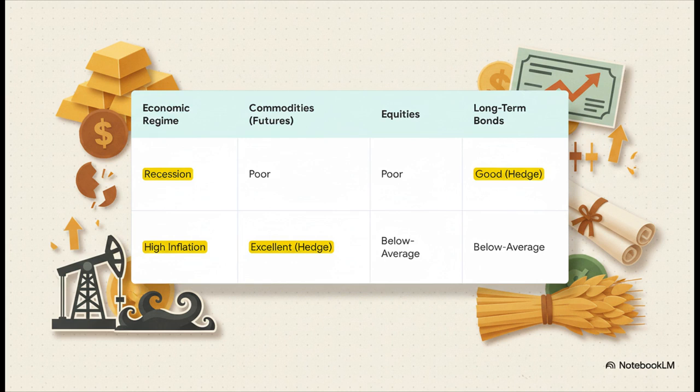So here's the key idea. Commodities are not a constant diversifier. They are a conditional hedge. They work best precisely when your traditional 60-40 stock and bond portfolio is at its most vulnerable.